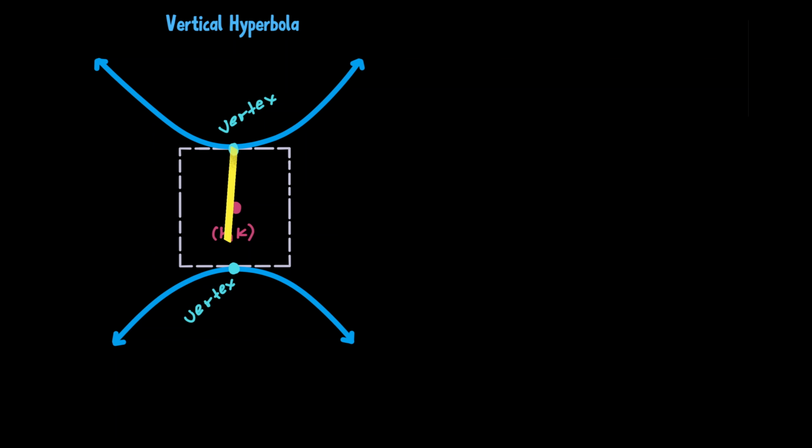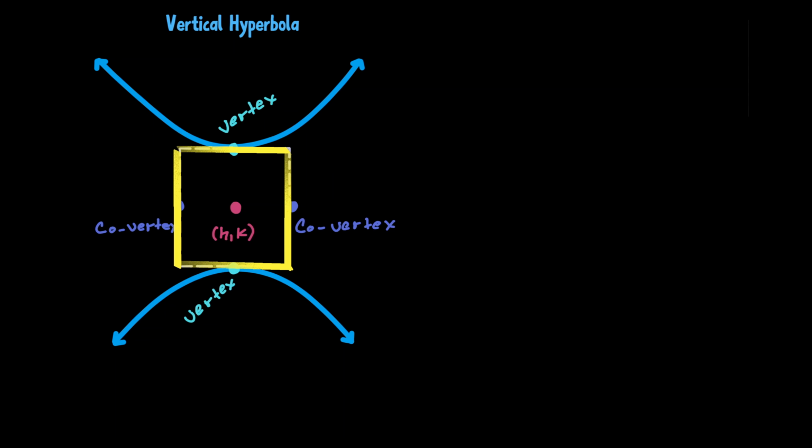Notice that when we connect the vertices, it passes through the center, and it's a vertical line. And when we go in the opposite direction, which is horizontal, and we pass through the center, it's here where we can identify our co-vertex points. And when we use horizontal lines that pass through the vertices and vertical lines that pass through the co-vertices, we will always define a rectangle or a square.